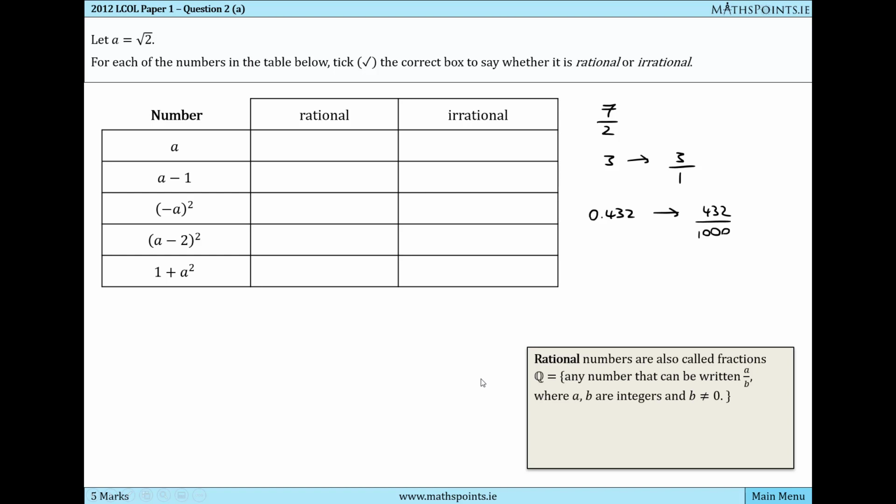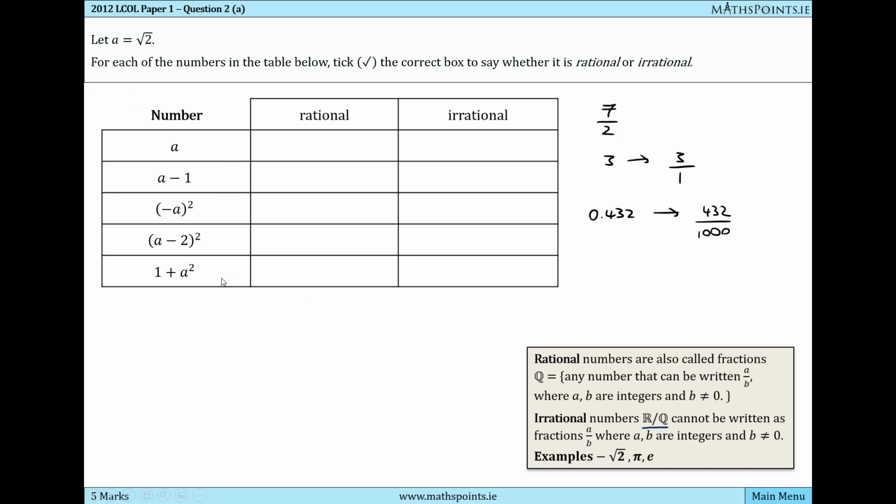So what are irrational numbers then? Well, irrational numbers are any other real numbers that cannot be written as fractions. The notation here, R without Q, means the real numbers without any of the rational numbers, the numbers that can be written as fractions. Examples of irrational numbers would be root 2, pi, e. These are numbers that can't be written as fractions. These are numbers that have never-ending decimals. So we can see in our question that a itself, root 2, is an irrational number.